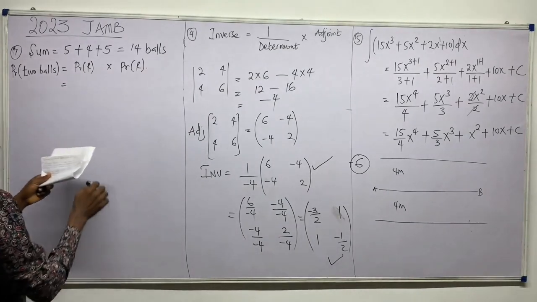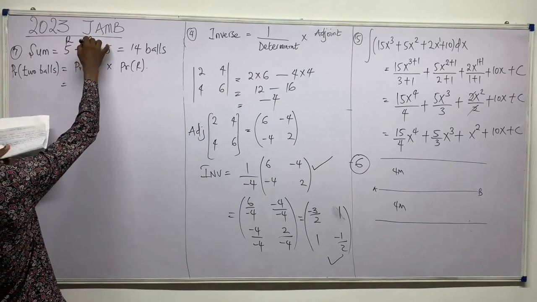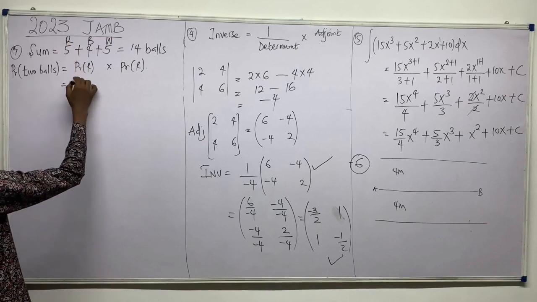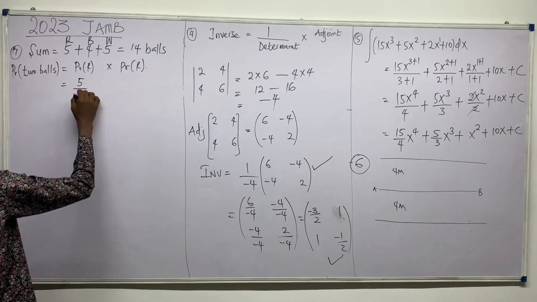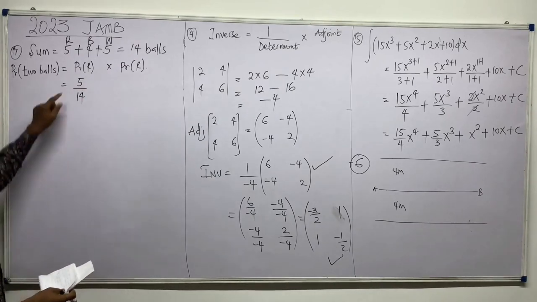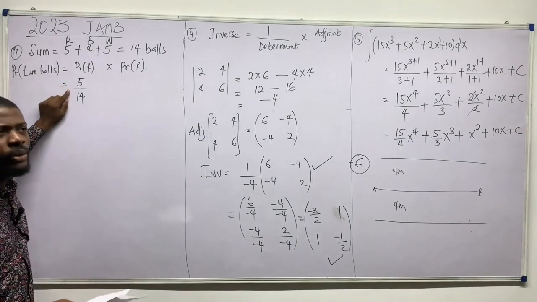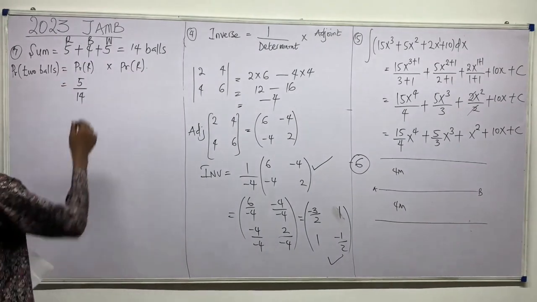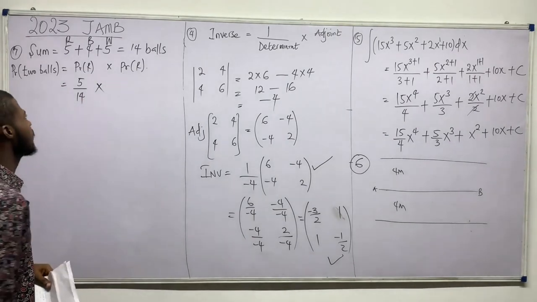Now, let us start. How many balls are red there? 5 red balls. This is red, this is blue, and this is white. So how many red balls are there? 5 red balls. So this is 5 over, what is the total number of balls? 14. This is going to happen if and only if we are picking this first. Times, we're now selecting another red ball.